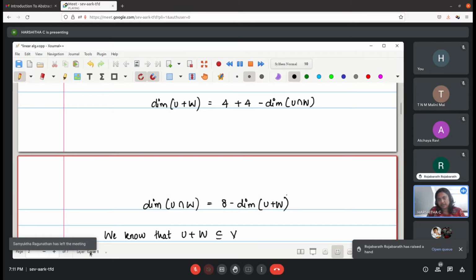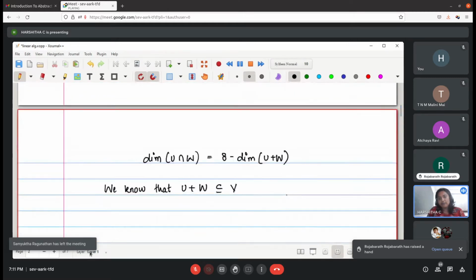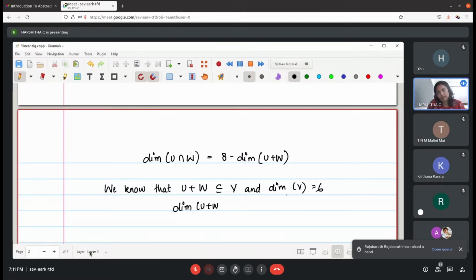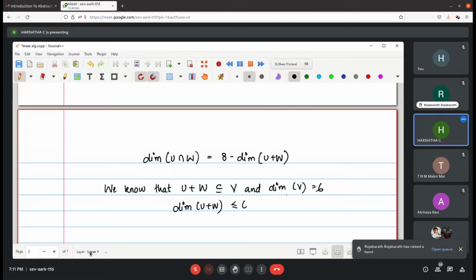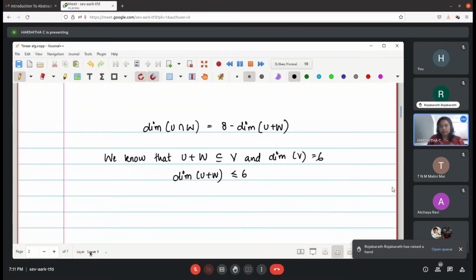Is a subspace of V, right? And we know the dimension of V is 6. So what can be the dimension of U plus W? It can be at most 6, right? If it's a subspace of V, then the dimension of the subspace has to be less than or equal to the dimension of the bigger space.